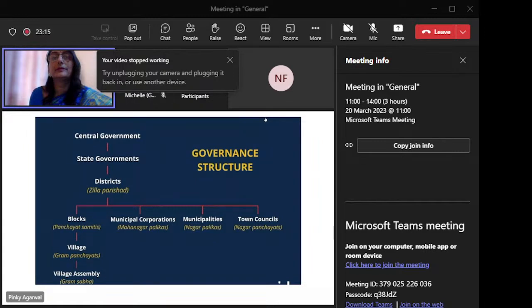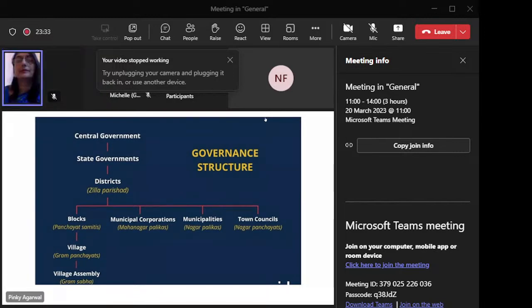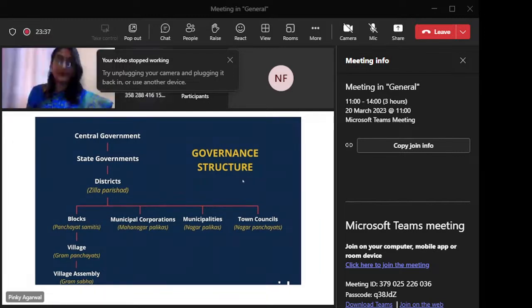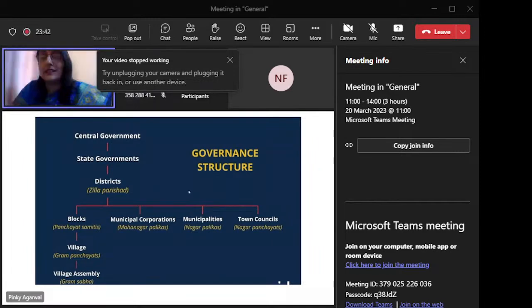Without the PPT, this is a heavy topic, where the theory part is more or less, and I cannot show you anything practical, apart from some government documents. So the screen is most important here. Is it visible to everyone? Yes, ma'am, it is visible. Previously it was not visible, but now it is. Okay, perfect. So here, let us now discuss the governance structure.